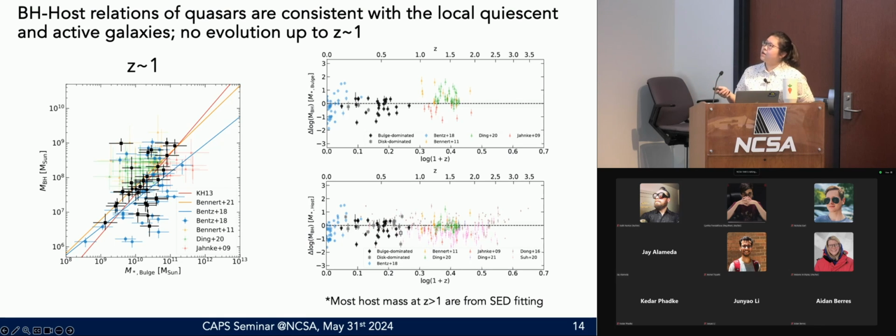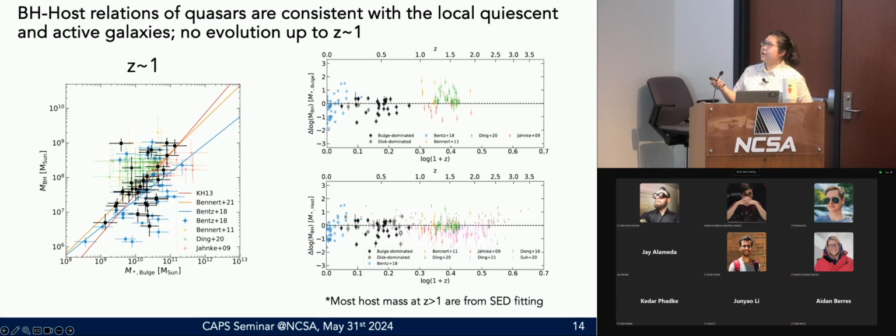And at the bottom, I'm showing the host galaxy mass. The reason why these two samples have drastically different numbers of sources at high redshift is because a lot of these redshift over 1 host galaxy masses were derived from SED fitting. So in those cases, you cannot differentiate between the bulge and the host galaxy.